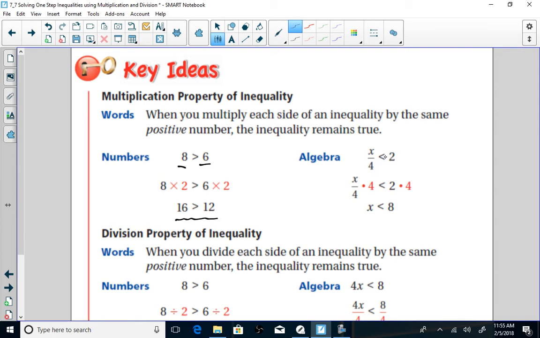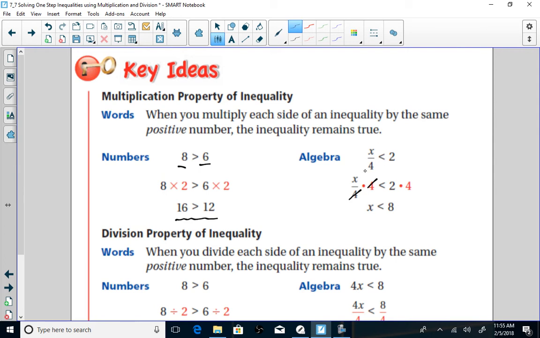Well, we solve inequalities the same way we solve equations. And we solve the equations using the inverse operation. Well, because I see division in this inequality, the inverse operation would be multiplication. So we multiply both sides of the inequality by the same positive number. 4 in the numerator is going to cancel 4 in the denominator. I have x is going to be less than 8.